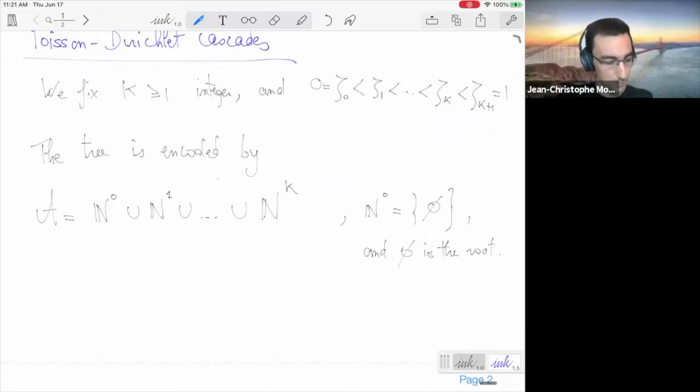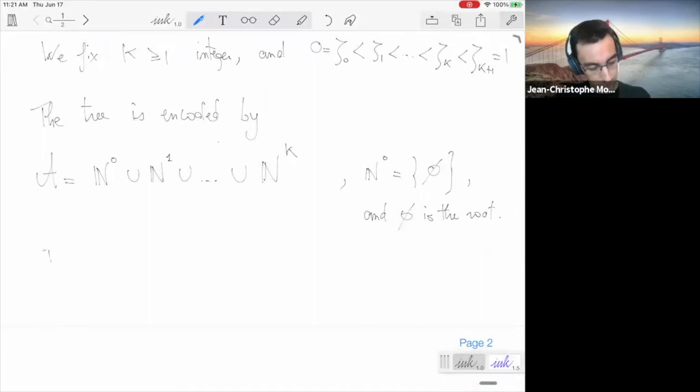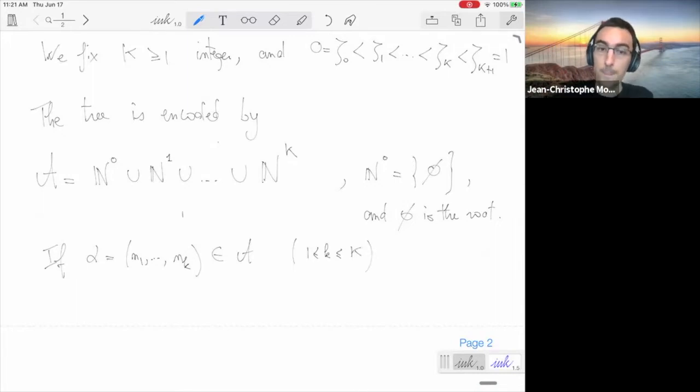So we go along this tree. If I take an element in this set, and it has length little k, then it is at depth k, and its parent is the element n1 up to n_{k-1}. I see that Luigi is pointing out that it has appeared already in Kavita's lectures.